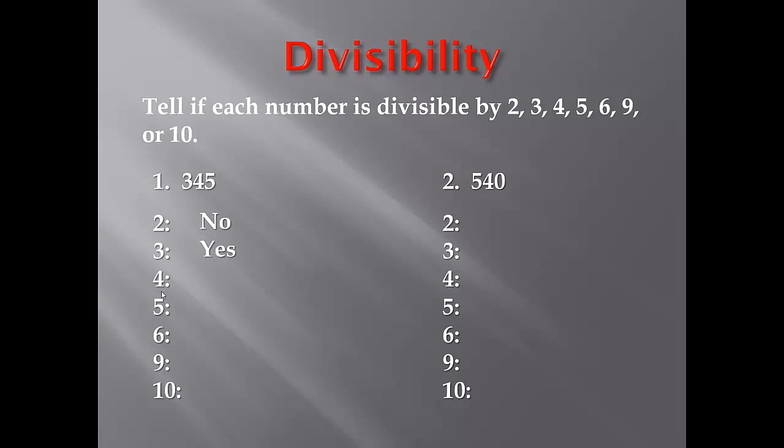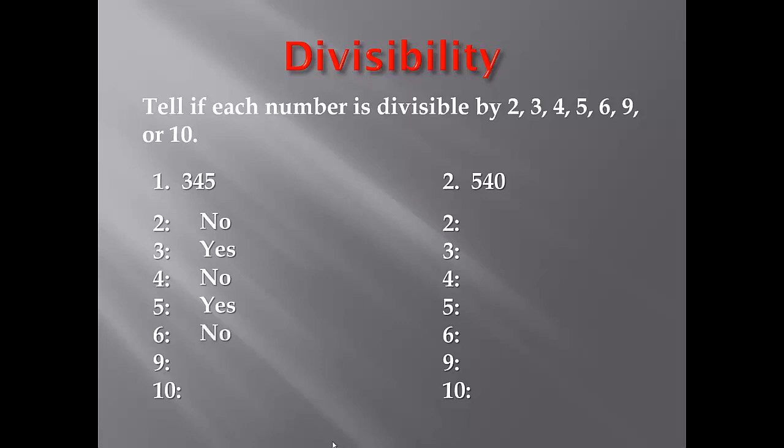Now we'll check for 4. For 4, we're looking at the last two digits, so 45. 45 cannot be divided by 4, because we know that 4 times 11 is 44, and 4 times 12 is 48. So 4 does not work. That would be a no. For 5, our rule is that it ends in a 5 or 0. Since 345 ends in a 5, 5 will work. So that's a yes. For 6, all we need to do is go back and look and see if 2 and 3 both work. 2 did not work. 3 did work. Since we don't have that both of them worked, 6 will not work. So that would be a no.